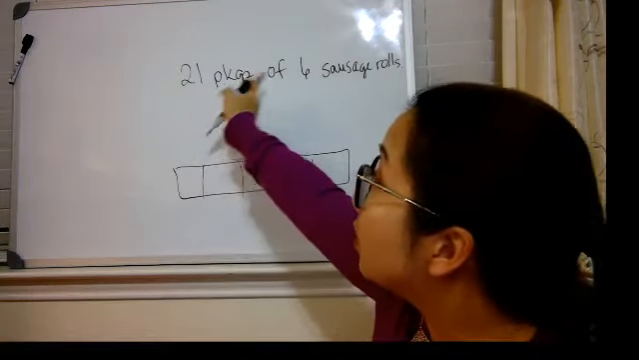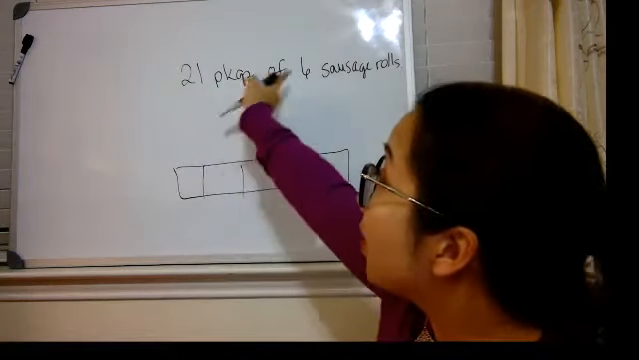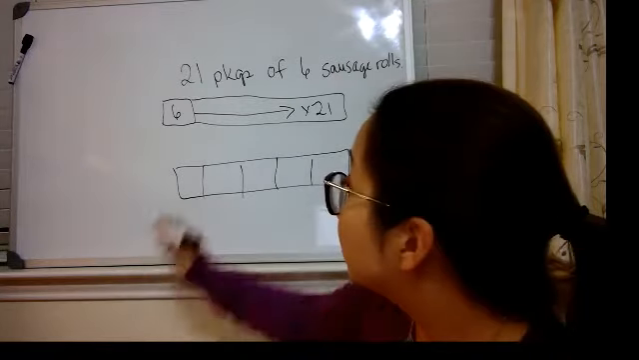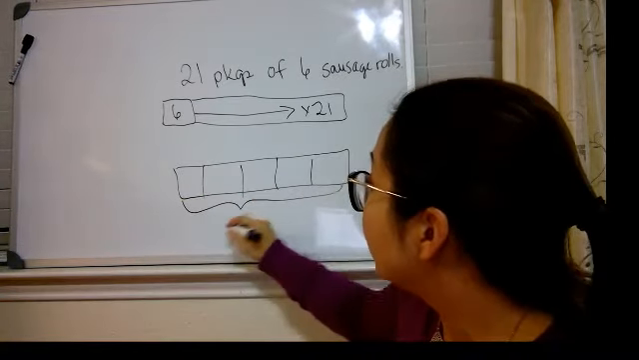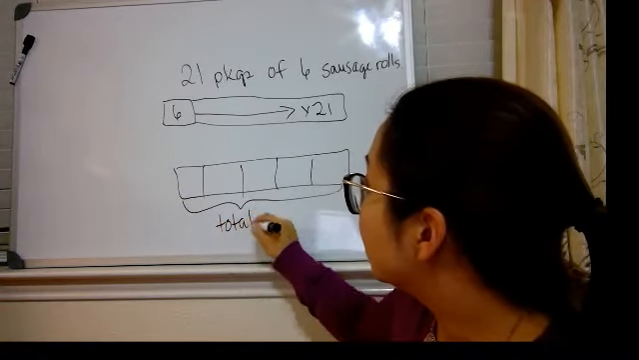If he bought 21 packages of 6 sausage rolls, each package has 6 rolls on it. But we didn't just buy one. We bought 21 packages. So you first need to figure out, how many sausage rolls are you working with here? What's your total number of sausage rolls? You won't know that until you multiply.